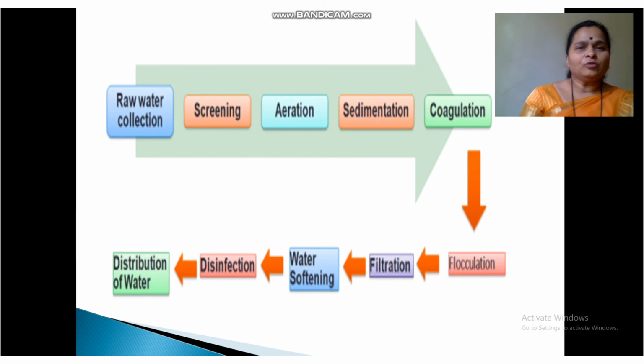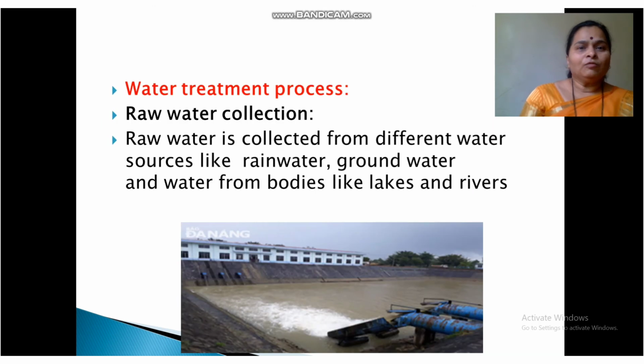These are some steps of a water treatment plant. Raw water collection is the first step, then screening, aeration, sedimentation, coagulation, filtration, then water softening, disinfection and distribution of water. Then what is the water treatment process, or which steps does it include? The first step is raw water collection. Raw water is collected from different water sources like rainwater, groundwater and water bodies, that means lakes and rivers.